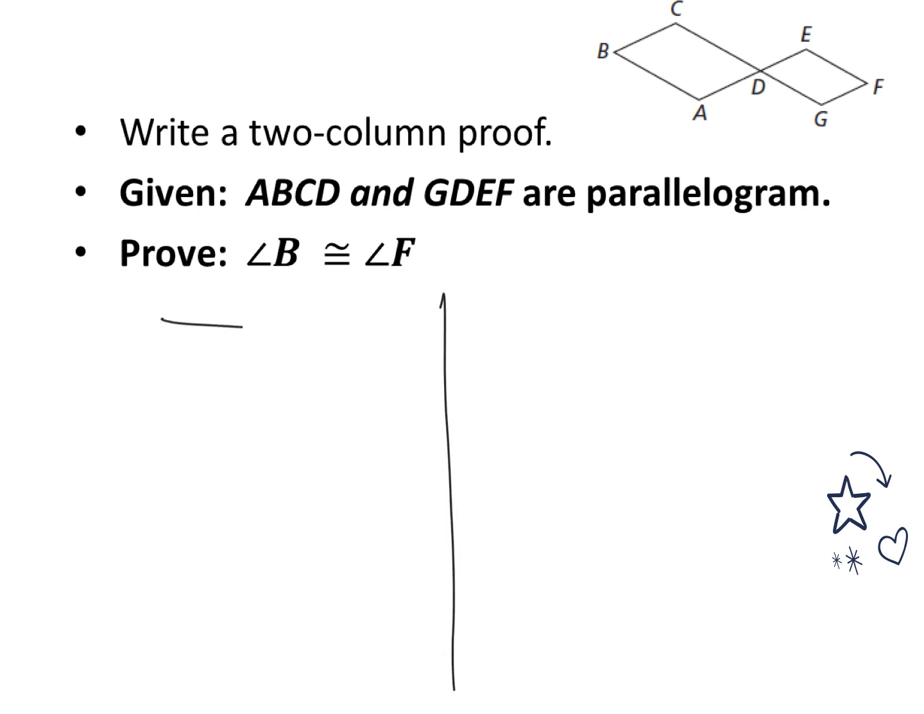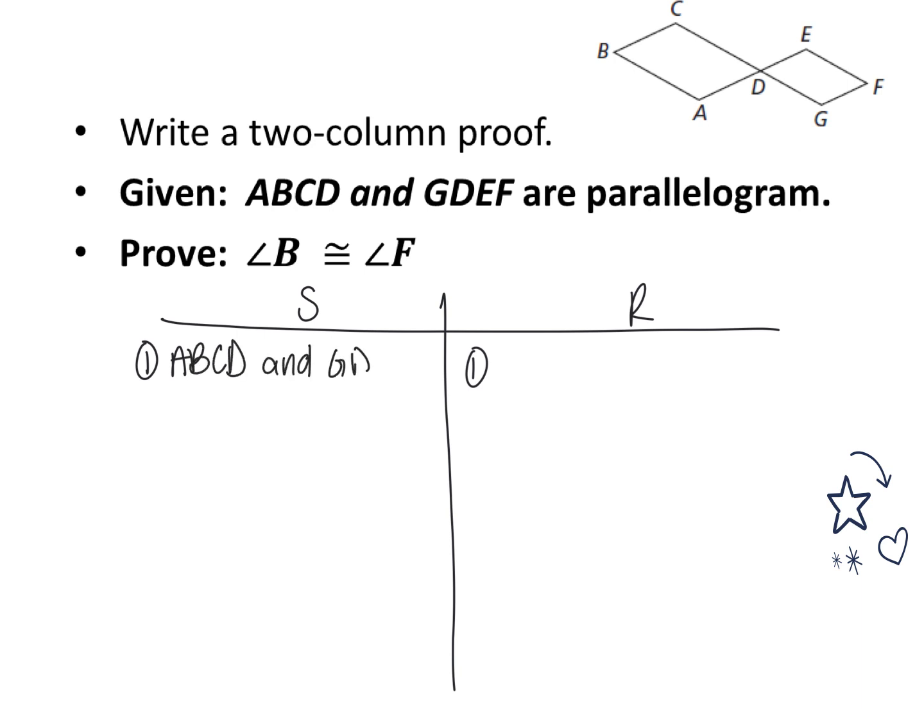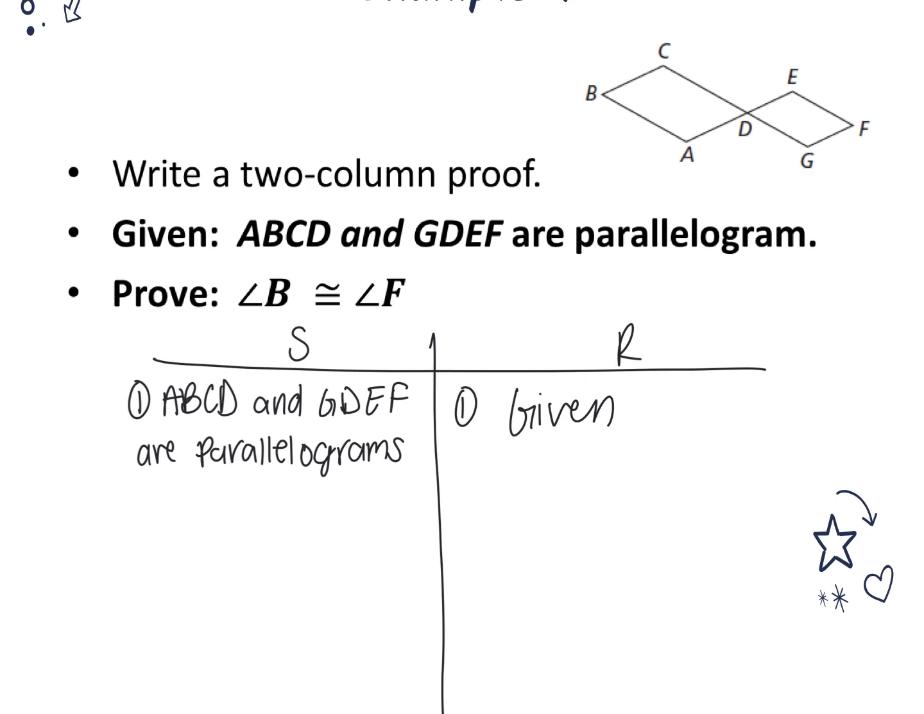So making your 2-column proof, you have your statements and your reasons. My first one is gonna obviously be what's given, which we should know. A, B, C, D, and G, D, E, F are parallelograms. And that's given to me. They want me to prove that angle B is congruent to angle F. And they gave me this, that these are parallelograms.